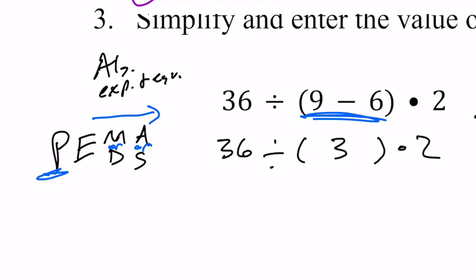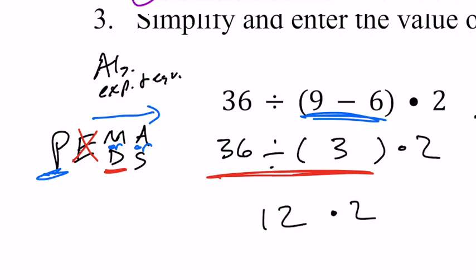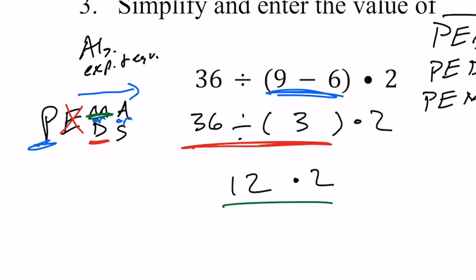So parentheses, check. Is there an exponent? No, there's no exponent. Is there multiplication? Here's what I said, right? Yes, there is. But which one comes first? Division. So I'm going to divide that first. So 36 divided by 3 is going to give me 12. And then I'm going to multiply that 12 times 2. So then what's my next one? Is there multiplication? Yes, there is. So 12 times 2 equals 24.